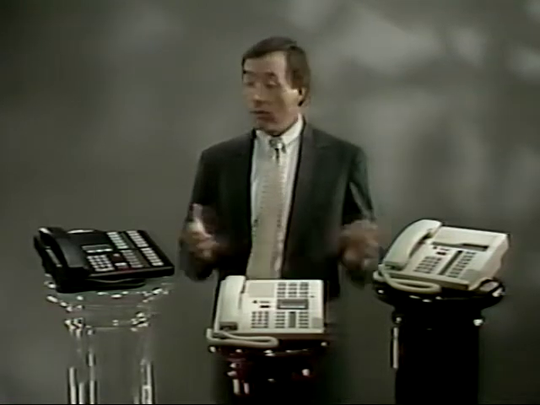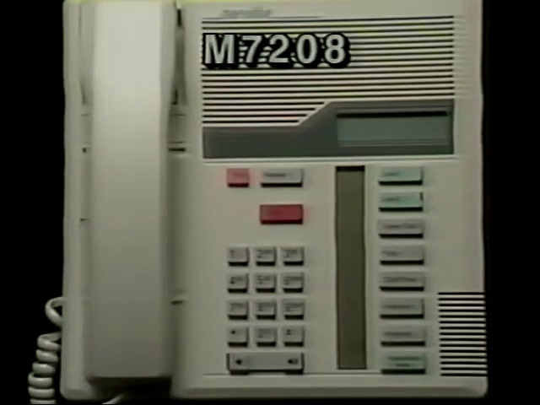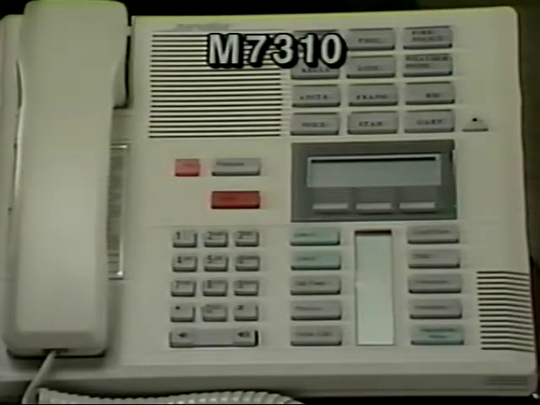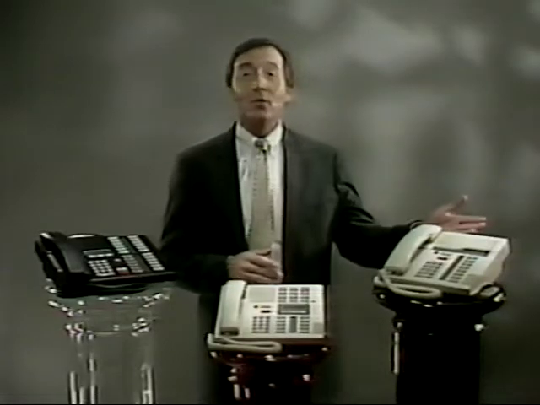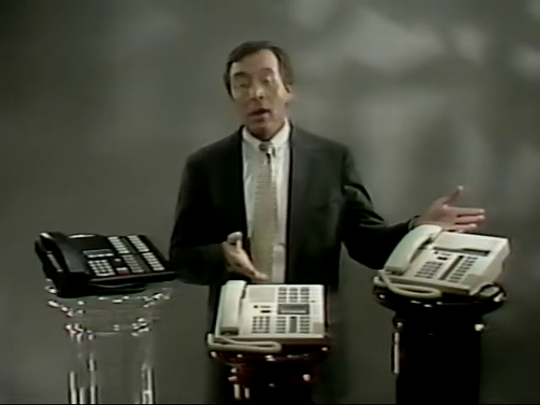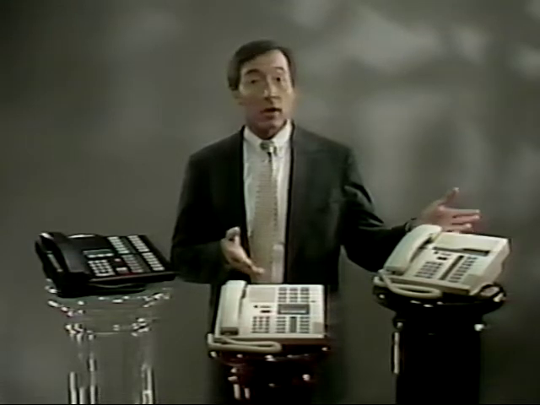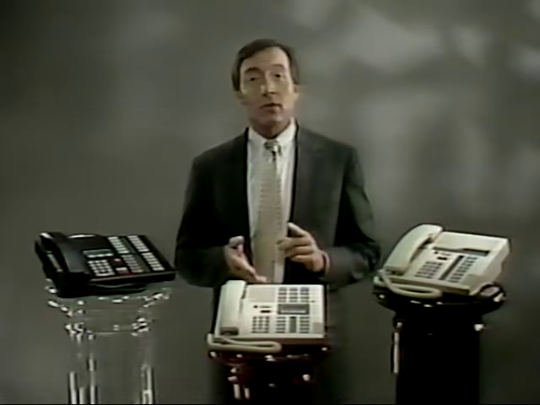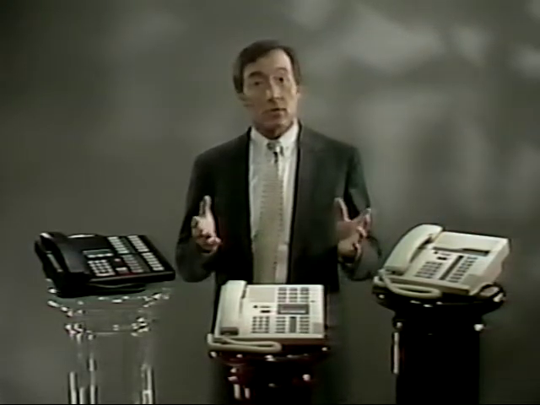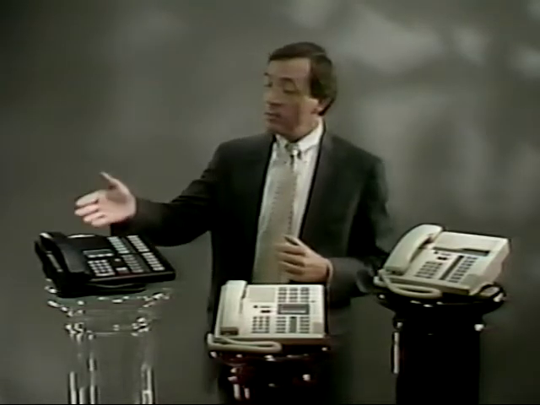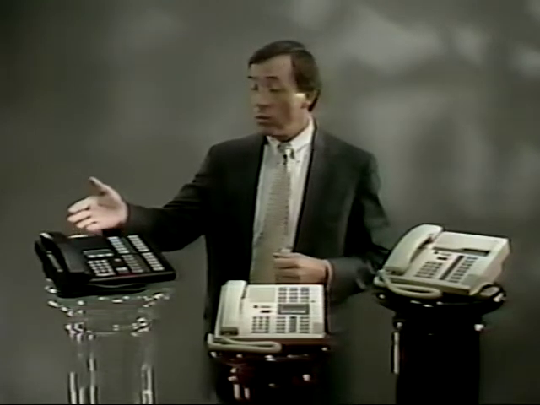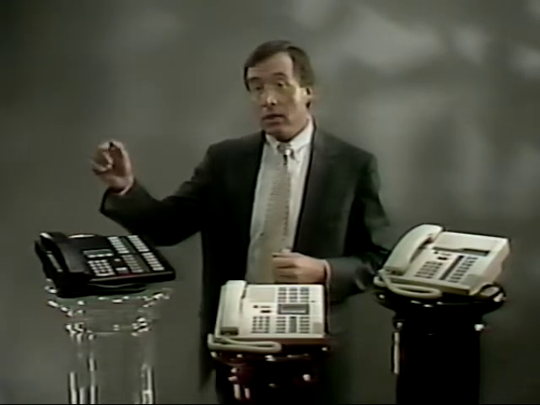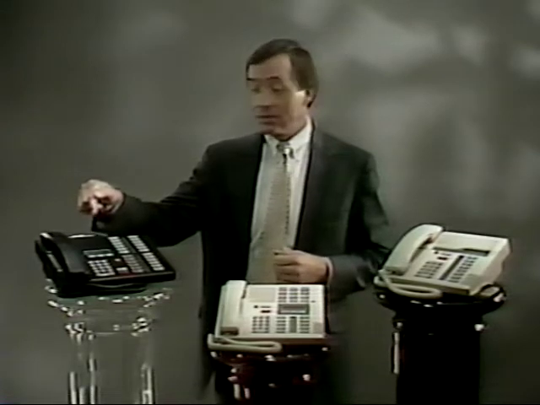Now, let's take a closer look at your telephone set, which could be one of three models: the Norstar M7208, the M7310, or the M7324. Now, the M7208 and the M7310 were designed for use with a Norstar compact system, a system which offers up to 6 incoming lines serving up to 16 stations. The M7324 was designed to utilize the expanded capacity of the Norstar modular system. Currently, this model does not work with the compact system.